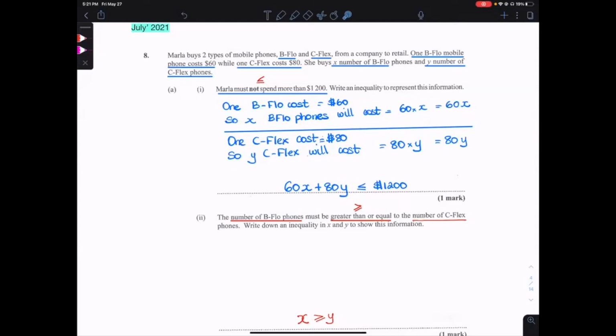Now, let us try and simplify this inequality. So we're going to divide each term in this inequality by 10 first. We can't do anything with these large numbers. So let us divide each term by 10 and write it down.